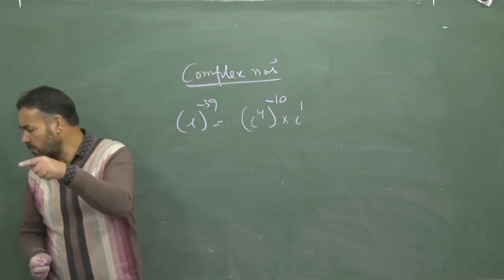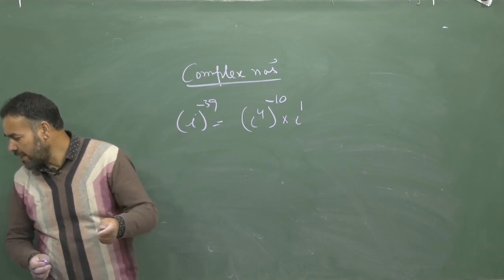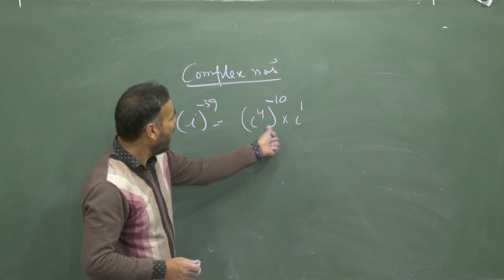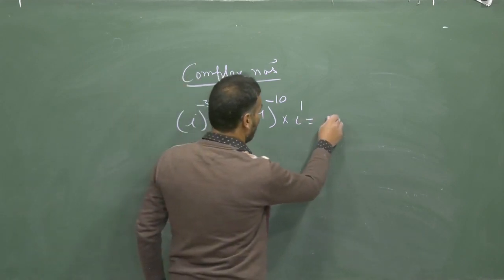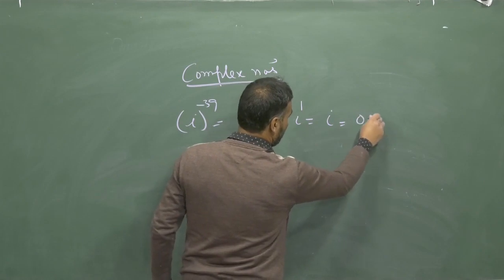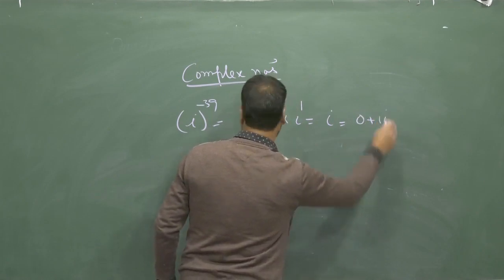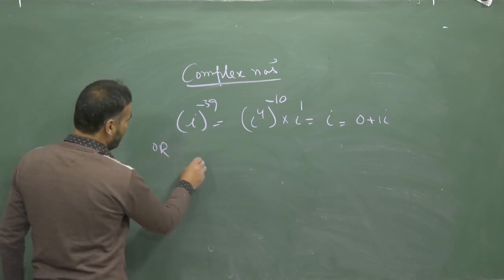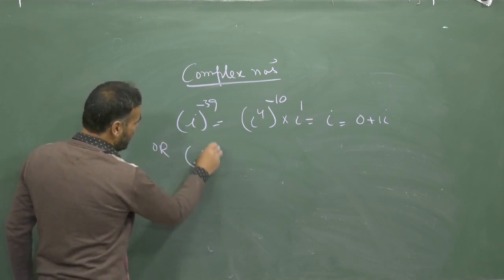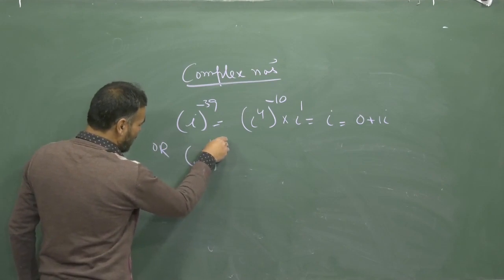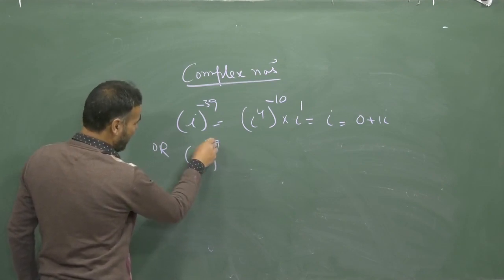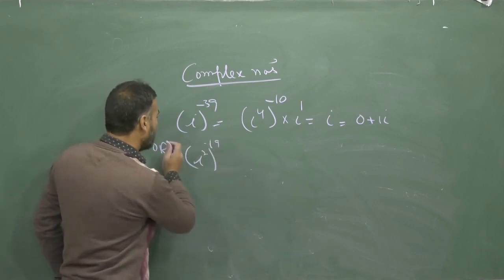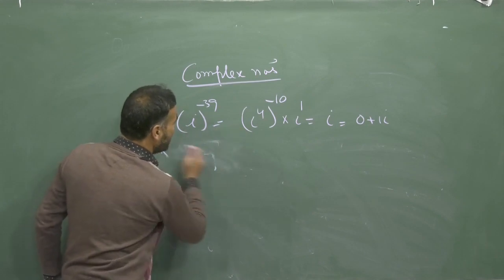What is iota raised power 4 equal to? Iota raised power 4 will always be equal to 1, and 1 into iota is equal to iota. We can write it as 0 plus 1 iota. Or if you take it like this, iota square raised power -19, that is -38 into iota.